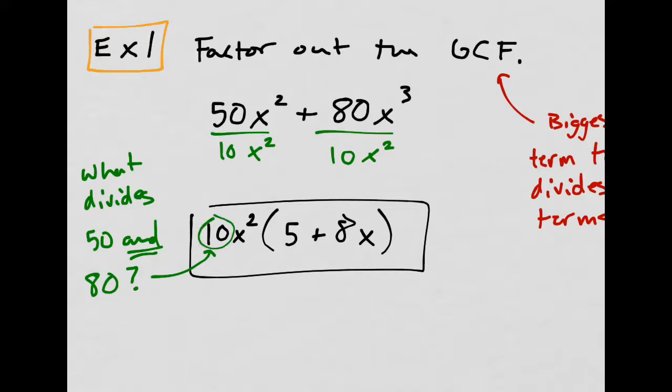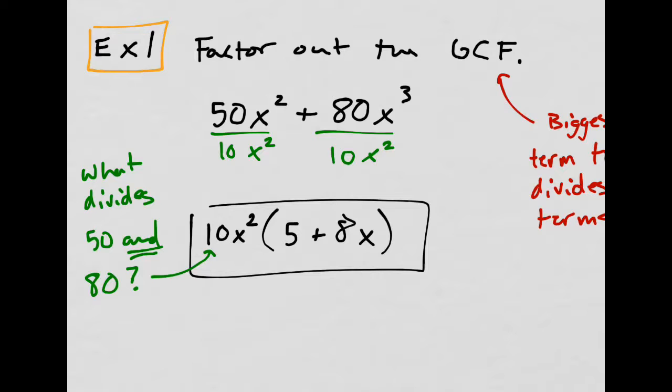So first, what divides 50 and 80? You're trying to find the biggest number that does that. Here, 50 could also be divided by 2, but it's not the greatest number that can divide 50 and 80. 10 is the greatest number. That's why it's called the greatest common factor.